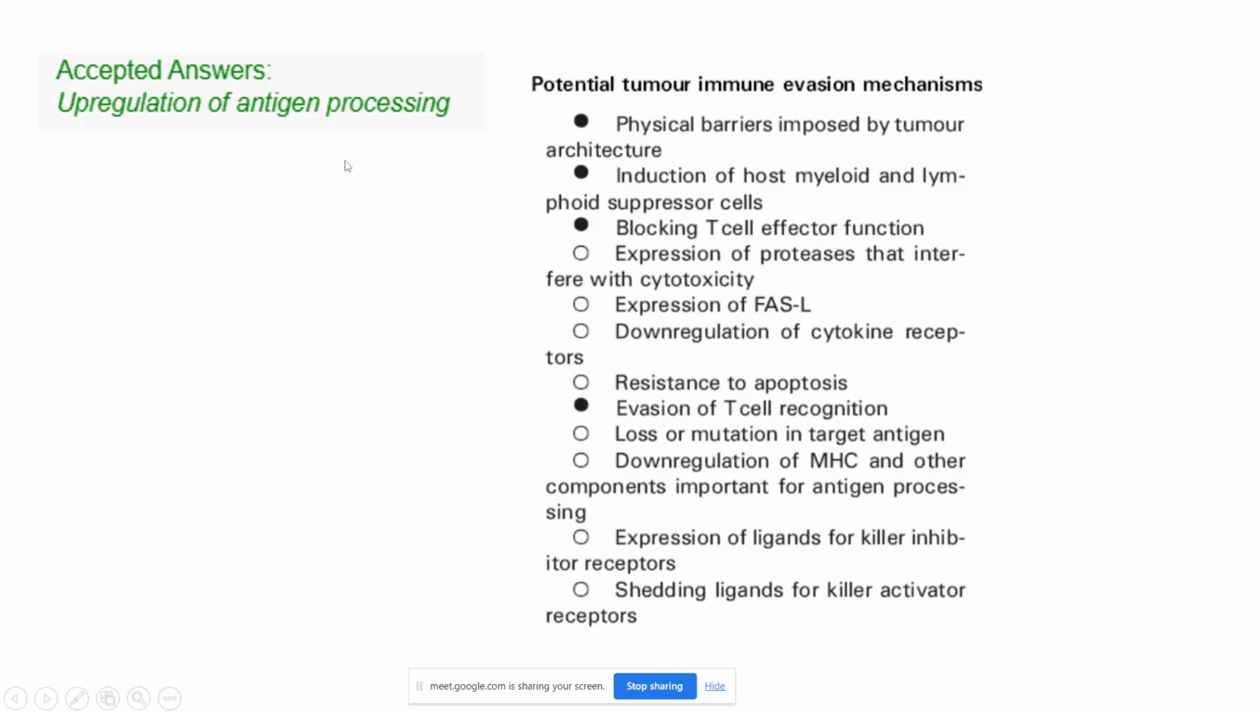And these are all the tumor immune evasion mechanisms: physical barriers imposed by tumor architecture, induction of host myeloid and lymphoid suppressor cells, blocking T cell effector function, expression of proteases that interfere with cytotoxicity, expression of FasL, downregulation of cytokine receptors, resistance to apoptosis, evasion of T cell recognition, loss or mutation in target antigen, downregulation of MHC and other components important for antigen processing, expression of ligands for killer inhibitor receptors, and shedding ligands for killer activator receptors.